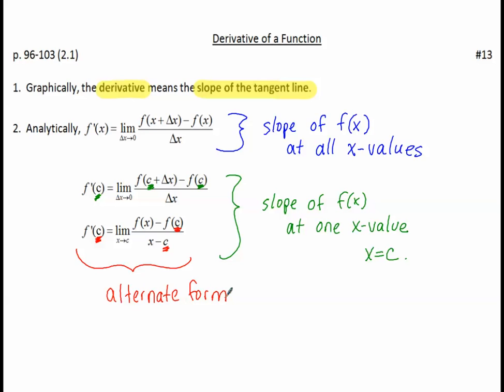Now it's important that we make a note that this alternate form can only be used when you know the point. It's not for the derivative at any x value or at all x values. It's for the derivative at just one x value, only used when we know a point.